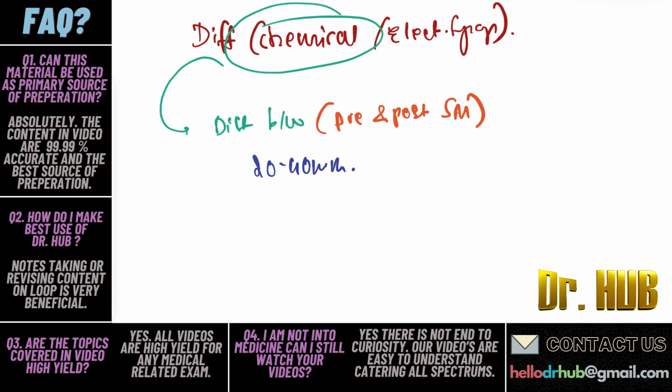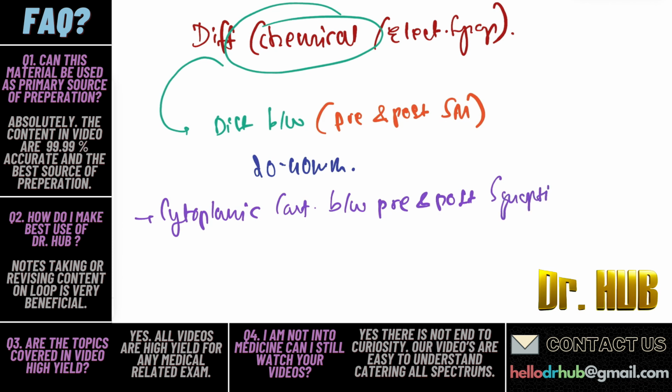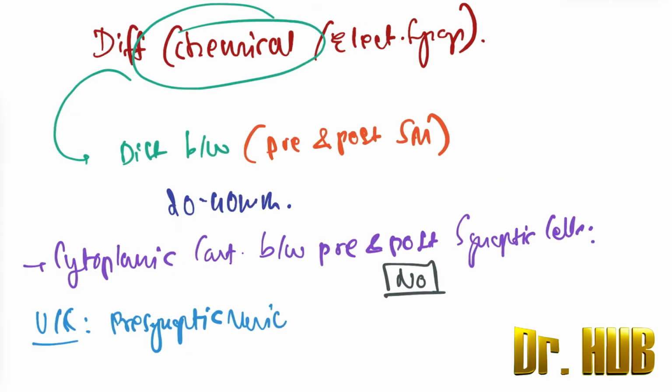And then comes a question on the cytoplasmic continuity between the pre and post synaptic cells. The answer is no. And then comes a question on the ultrastructural components. In the chemical synapse, these are the presynaptic vesicles and also the active zones and the postsynaptic receptors.